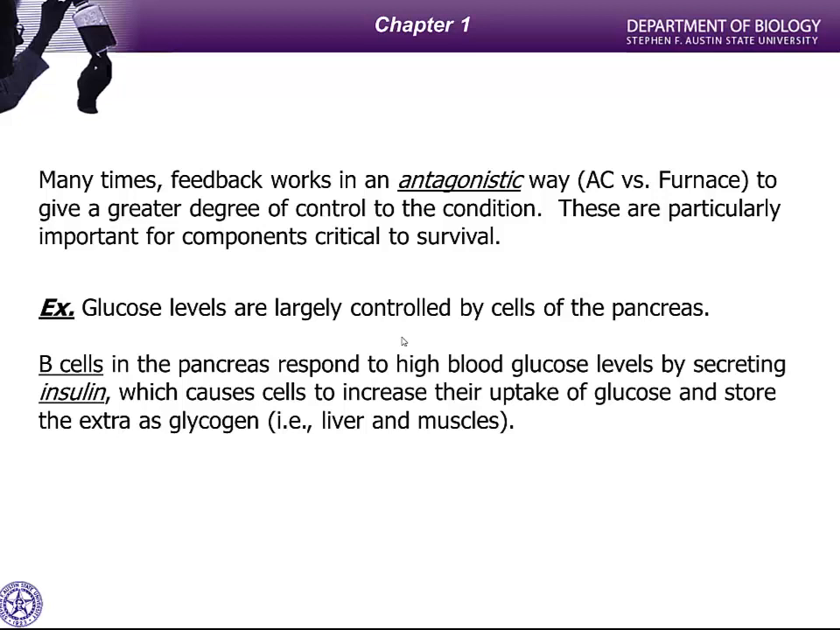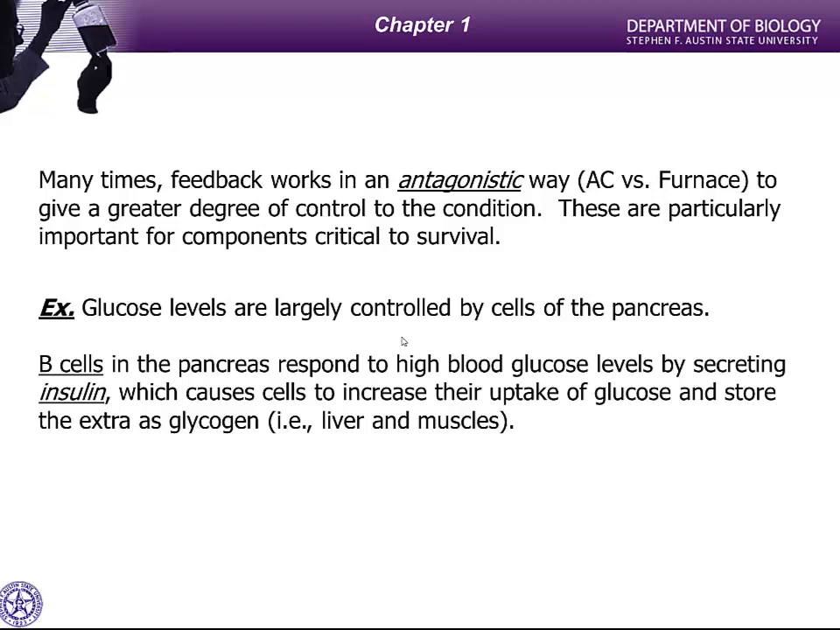Well, glucose is critical for body function. These carbohydrates are essential for the production of energy in the form of ATP in the body. And so glucose levels are detected and controlled by cells of the pancreas. Now, beta cells in the pancreas are going to respond to high blood glucose, such as right after you eat a meal, and they're going to secrete insulin, and insulin is going to cause cells to take up glucose and store it as glycogen, either in the liver or muscles or in your adipose tissue. And in that way, they're going to try to regulate that blood glucose level within very narrow limits.